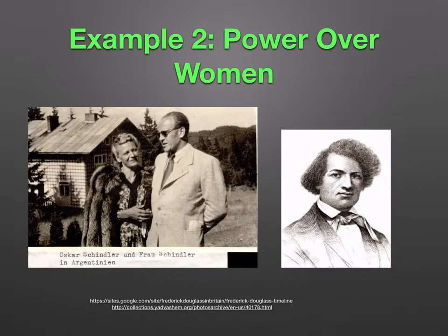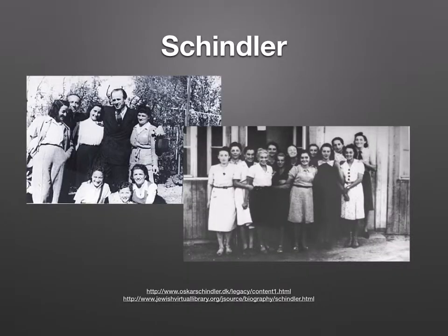Example 2. Power over women. Schindler was an example of having power over women because when he was at his birthday party, he kissed the Jewish girl, and she was very surprised, and that put her in a lot of danger as well. Since he kissed this little girl, she had to watch out for anything that could possibly end up happening to her.